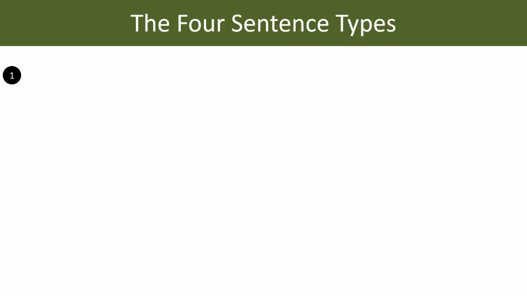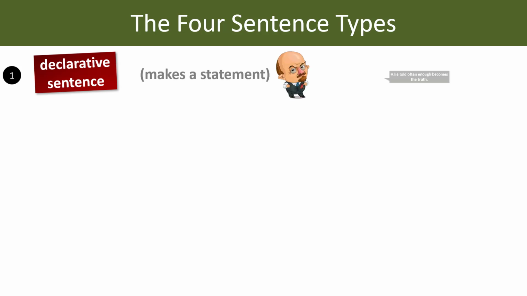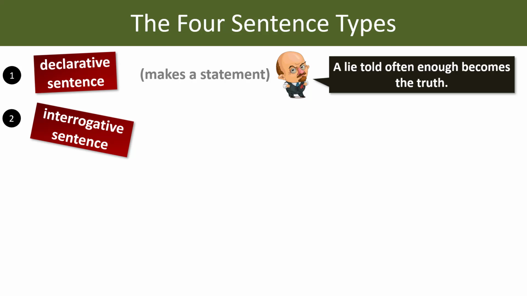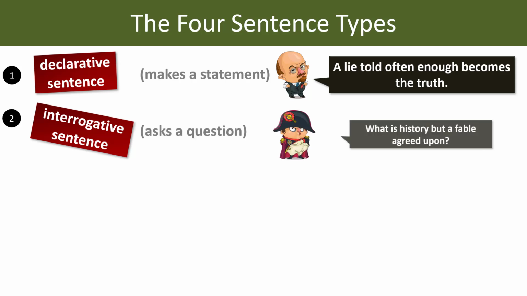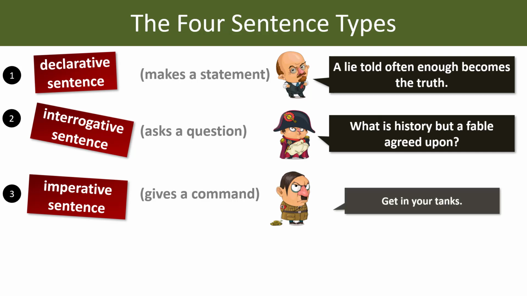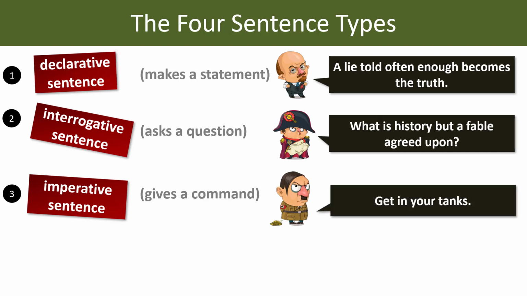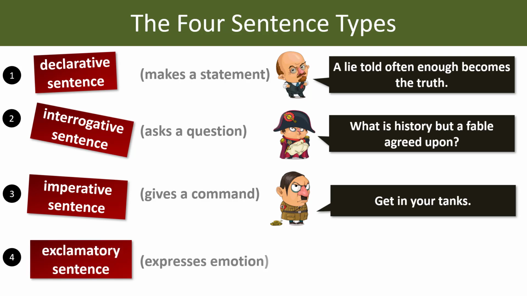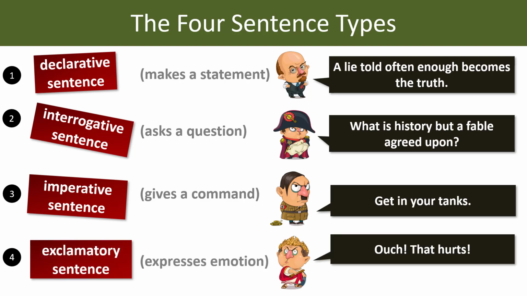So they were some simple examples. Let's do a few more. So here is Lenin's statement. We've seen that one. But let's look at a question. What is history but a fable agreed upon? Obviously Napoleon. Notice that it ends in a question mark. An imperative sentence gives a command. Get in your tanks. Or 4, an exclamatory sentence expresses emotion. Ouch, that hurts. Obviously Julius Caesar. Again, look at the end punctuation. A full stop or period, a question mark, a full stop and an exclamation mark.